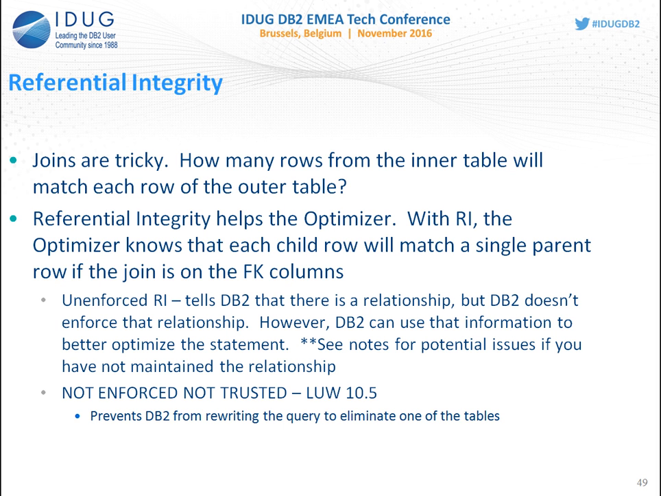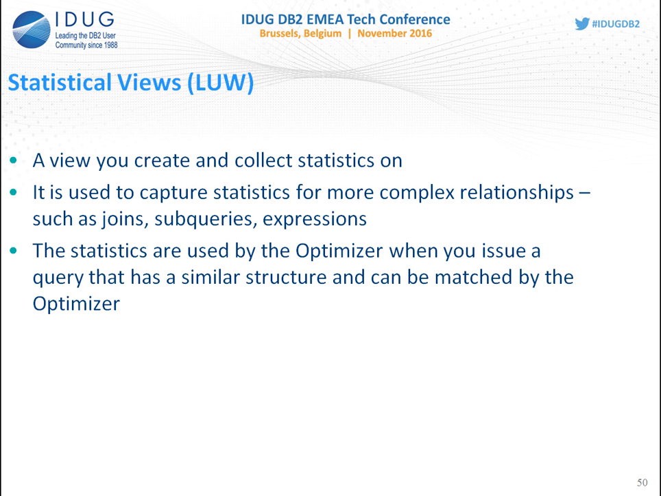A statistical view is another option in LUW where you create a view and collect statistics on that view. And you can capture more complex statistics, such as of joins and subqueries and expressions. DB2 will actually evaluate the predicates in that view and the query and collect statistics on it and store it in the catalog. And then if you submit a query that matches that view in some degree, the optimizer can use that.